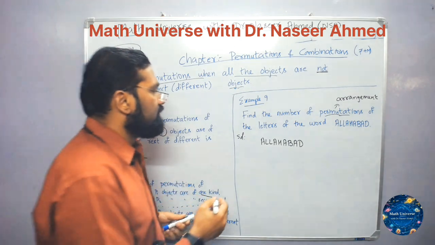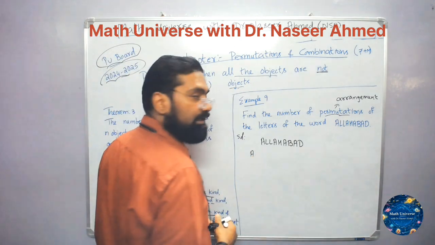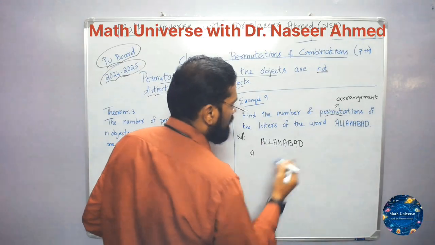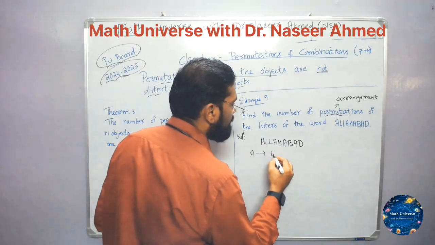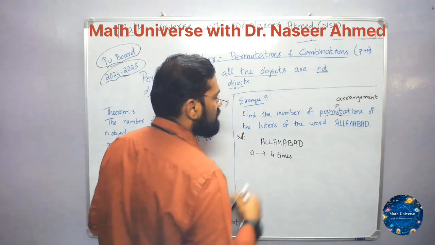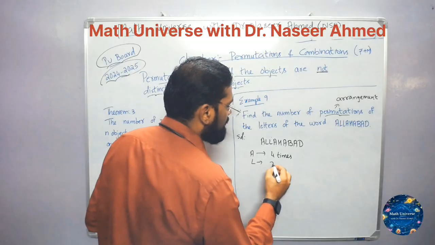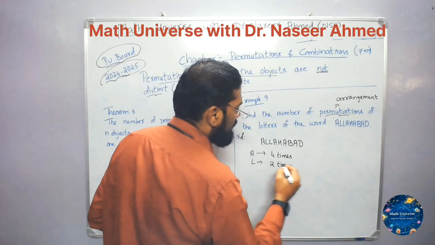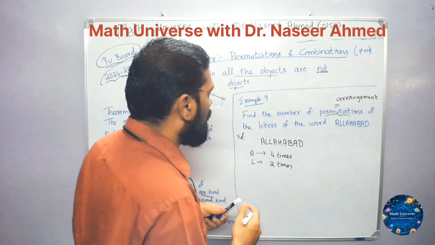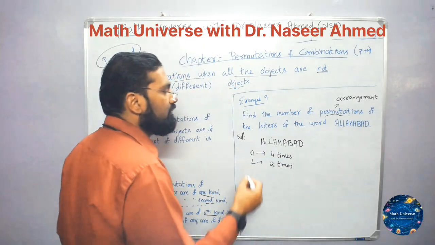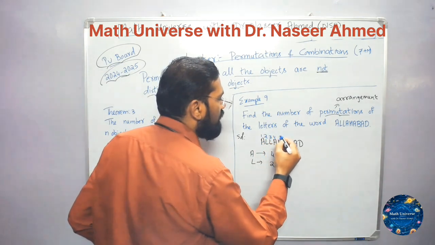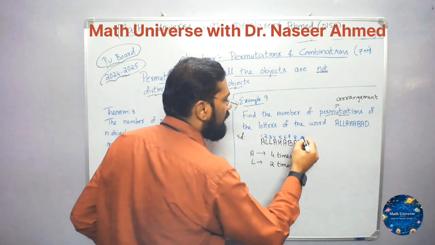In Allahabad, see A. How many A's are there in Allahabad? 1, 2, 3, 4. So A is repeated 4 times. Next, you see L. How many times? 1, 2. So L is repeated 2 times. Is any other letter repeated? H, nowhere, nor D. Okay, fine. Now count how many letters are there in the word Allahabad. Count it: 1, 2, 3, 4, 5, 6, 7, 8, 9.